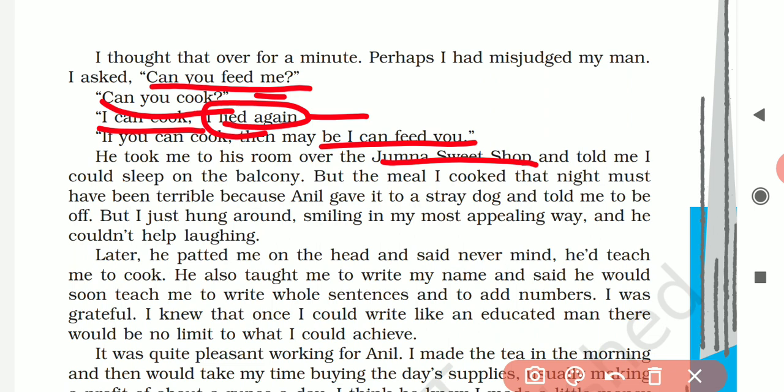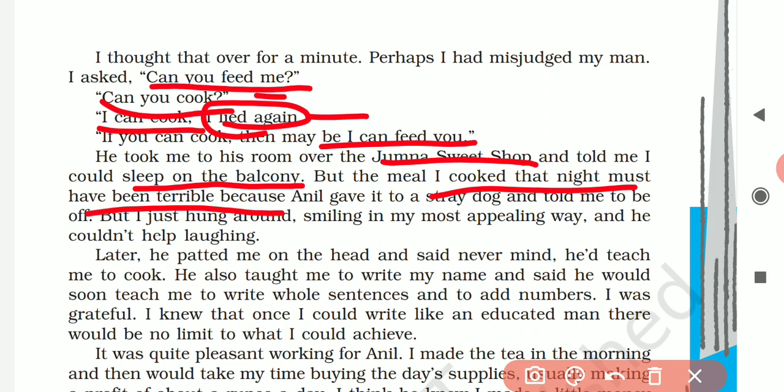So he took him to his room and told me I could sleep on the balcony. He asked him to sleep on the balcony, right? Now let us see. But the meal I cooked that night must have been terrible.